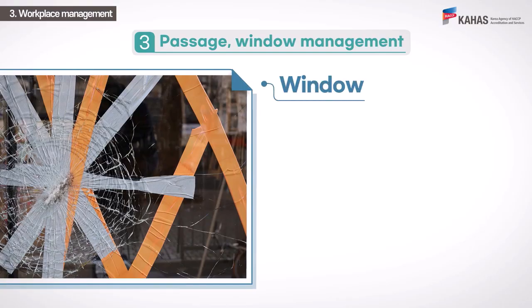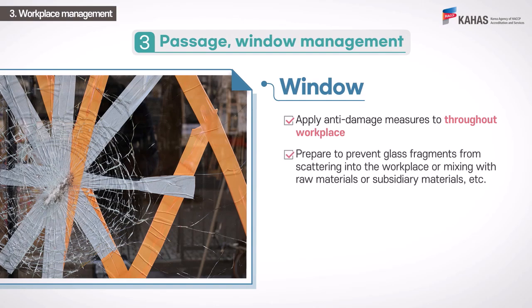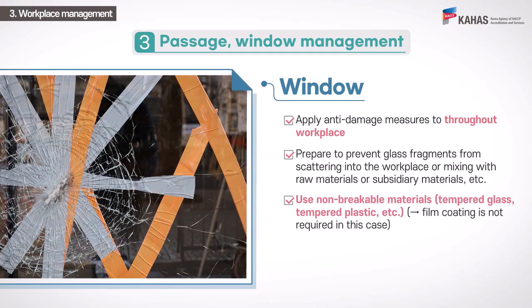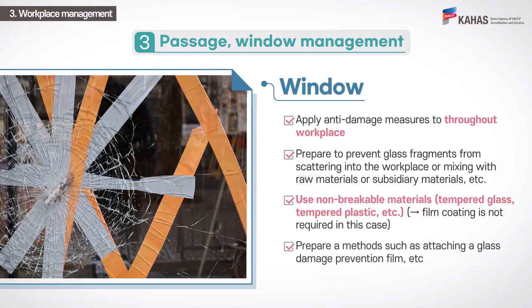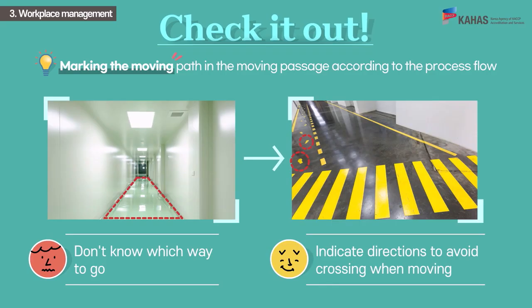Anti-damage measures should be taken in consideration of the damage to all glass, including the interior window of the workplace. Be prepared not to scatter glass pieces into the workplace or to mix them into raw materials or subsidiary materials. Use non-breakable materials such as tempered glass or tempered plastic, or attach a glass damage prevention film to the entire workplace.